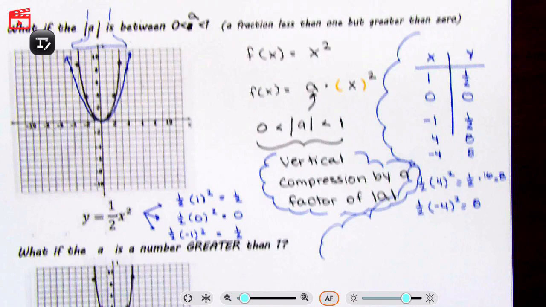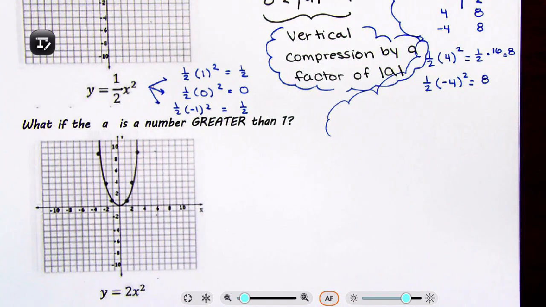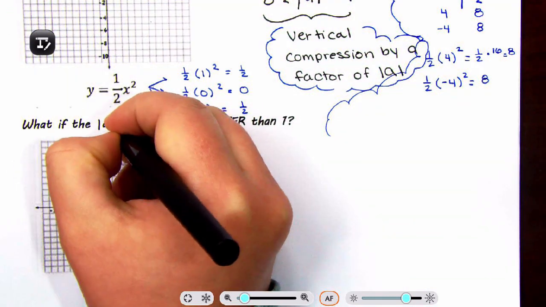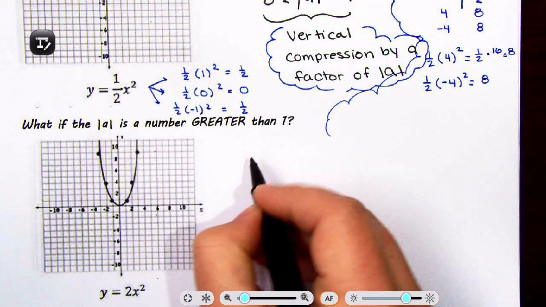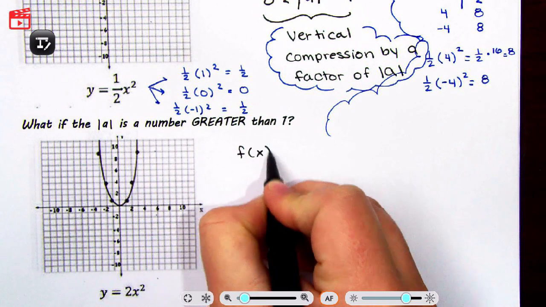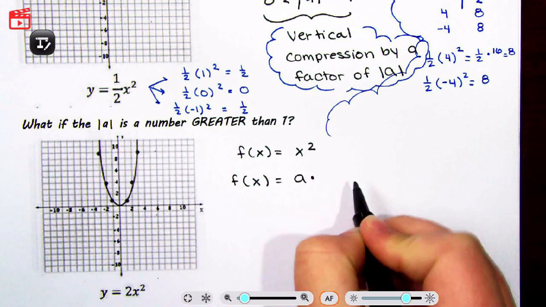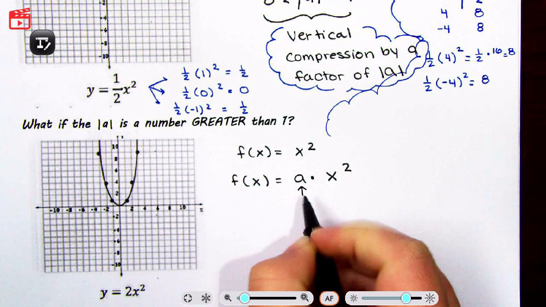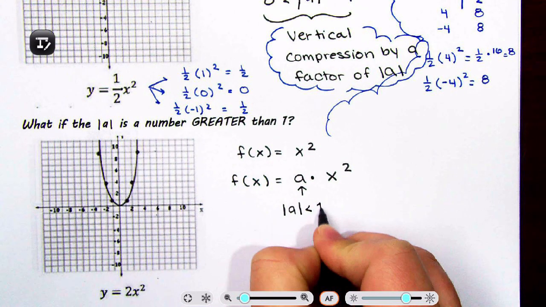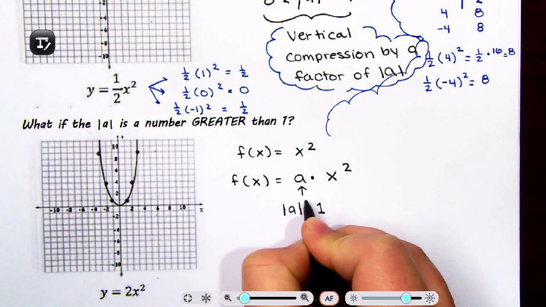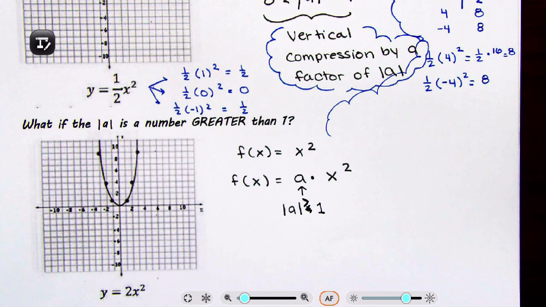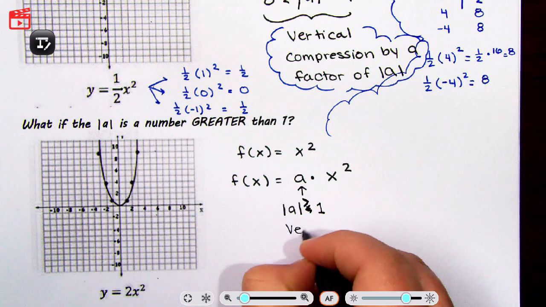What about if your a value is not a fraction that is smaller than 1? What if it is bigger than 1? And again, we're talking about the absolute value of a. So let's think about our parent function here, which is x squared. And let's say, what if we have an a value that is greater than 1? And again, we're talking about the absolute value. Oops, we want greater than, not less than. Greater than 1.